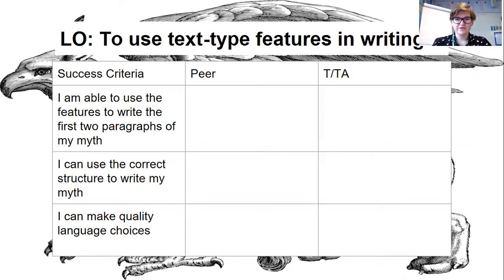But our learning objective for this morning is to use text type features in writing. And our success criteria are: I'm able to use the features to write the first two paragraphs of my myth. I can use the correct structure to write my myth. And I can make some quality language choices.